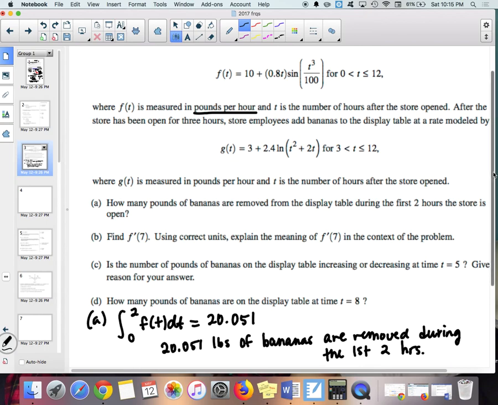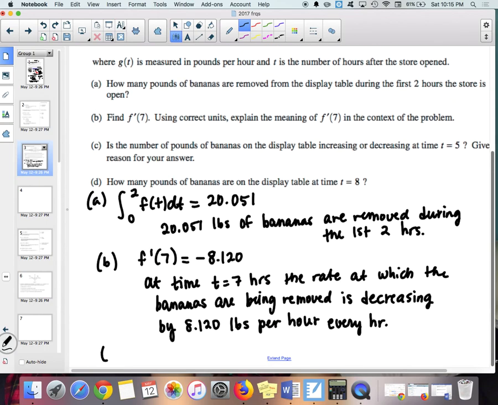So at time 5, let's find if the amount that we're gaining is more than the amount that we're losing. Let's just find g of 5 and f of 5, and then we'll compare them. Maybe that's an easy way for you guys to think of it.